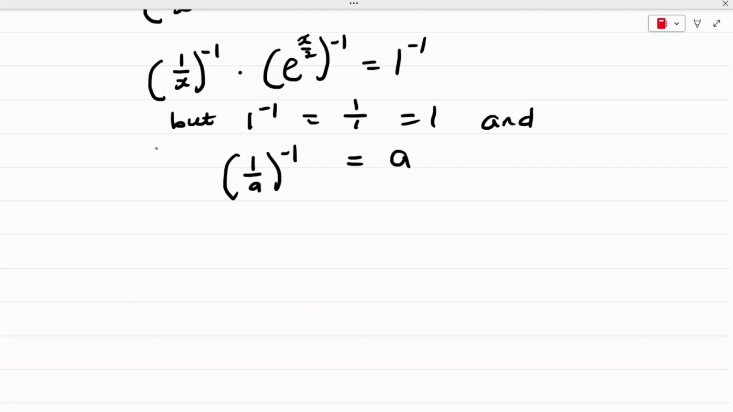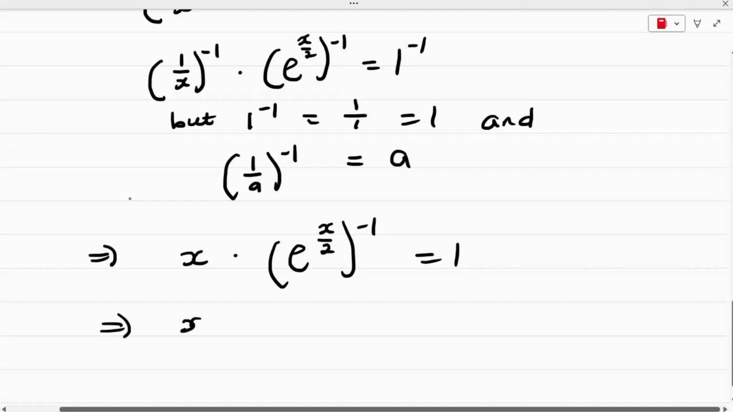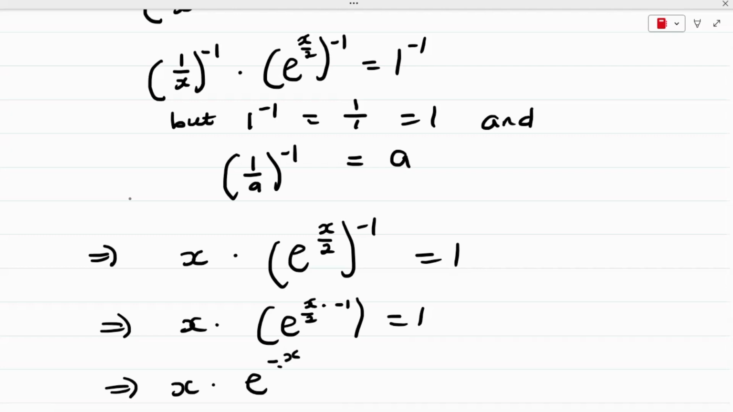So applying this to this right here, we have 1 over x, all raised to the power of minus 1. Applying this rule gives us x multiplied by e raised to the power of x over 2, all raised to the power of negative 1, is equal to 1. So this can be written as x multiplied by e raised to the power of x over 2 multiplied by negative 1 is equal to 1. This implies that x multiplied by e raised to the power of negative x over 2 is equal to 1.